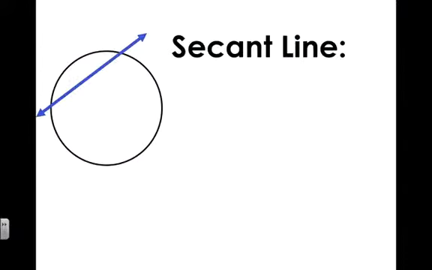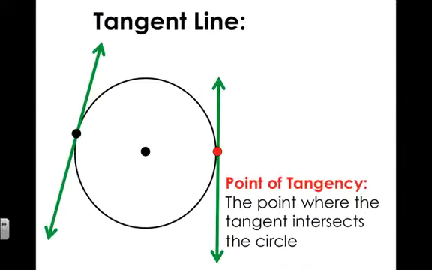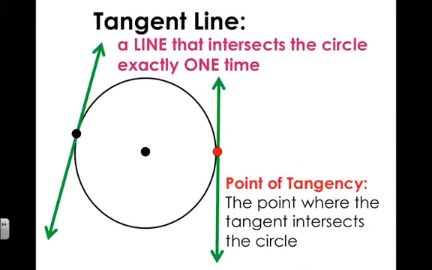A secant is going to look like a chord, but it is a line, so it extends outside of the circle. A secant intersects the circle at exactly two points, but it is a line as opposed to a segment. A tangent line, which we have talked about, is a line that intersects the circle exactly one time. It's just going to graze the side of the circle. The points, and you can see there are two of them, the black dot here and the red dot here, are called points of tangency. Those are the points where the tangent lines intersect the circle.